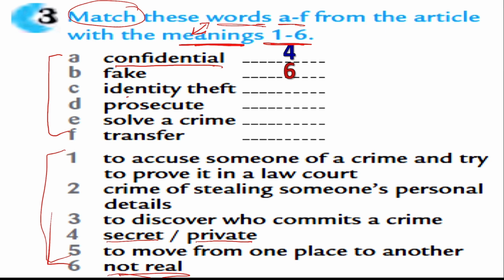Now, identity theft, taking your ID or stealing your ID through a computer. Yes, which one do you think? Yes, number 2, stealing someone's personal details or personal information or your ID. Now the next word is prosecute. Prosecute is to, yes, to discover who commits a crime. So you charge someone for committing a crime, you prosecute this person.